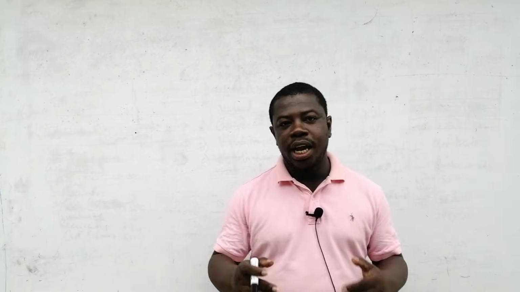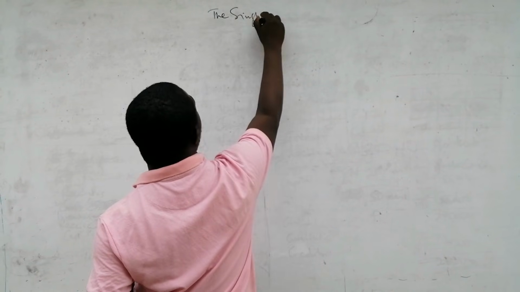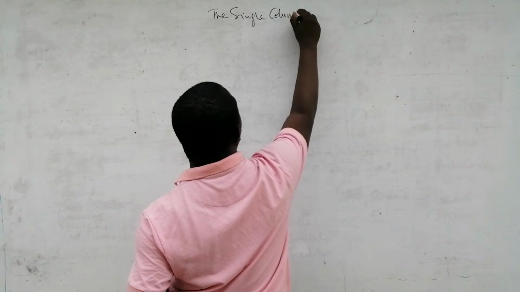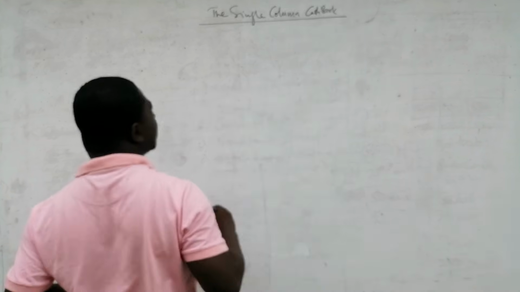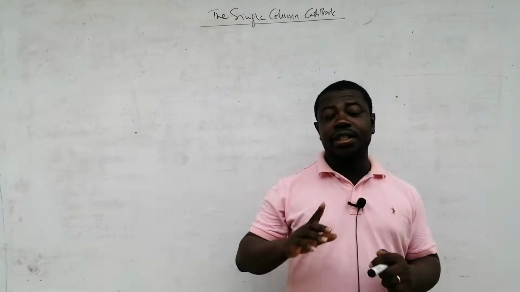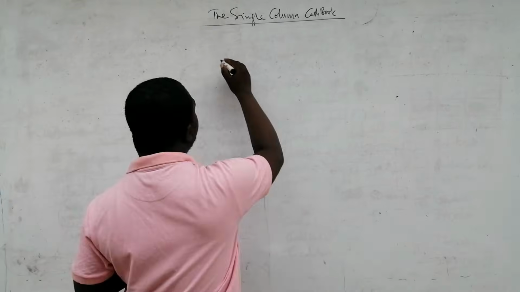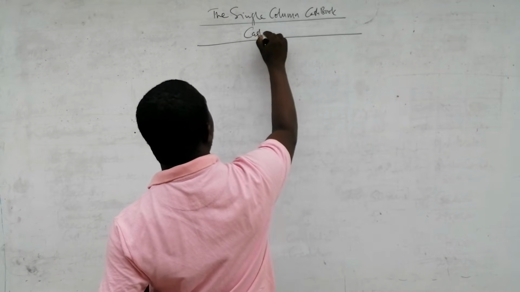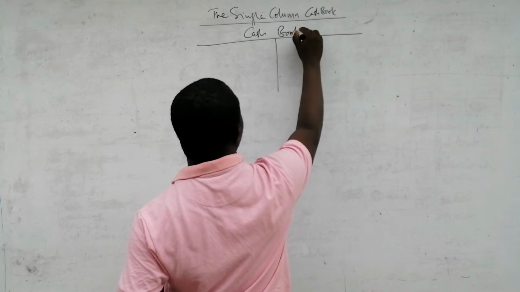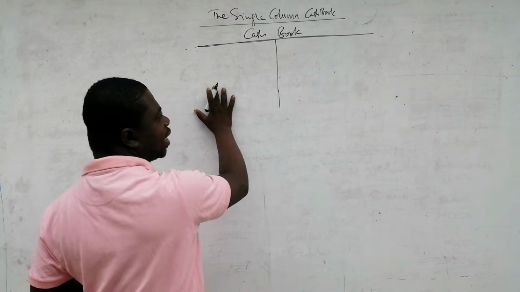Okay, so I begin with the single column cash book. Now, the single column cash book, like I said, has a column for either cash or bank. And so it looks like the ordinary cash account or the bank account. So even though I'm calling it a cash book, it's just like a normal T account, which has a debit side and a credit side.